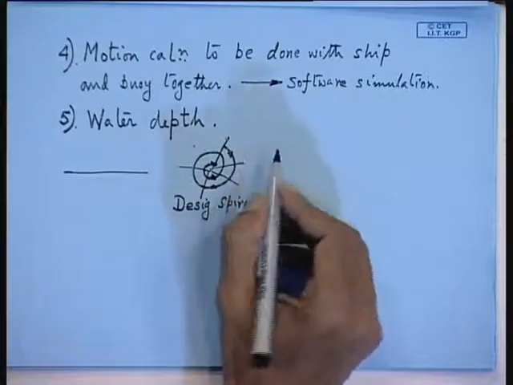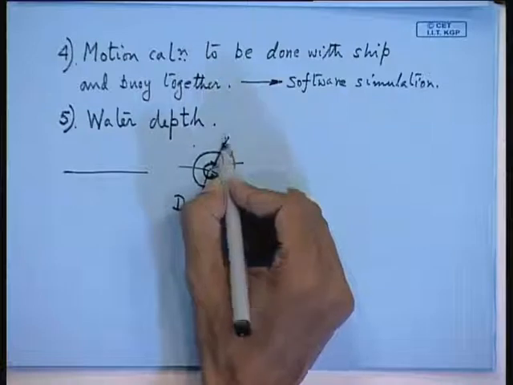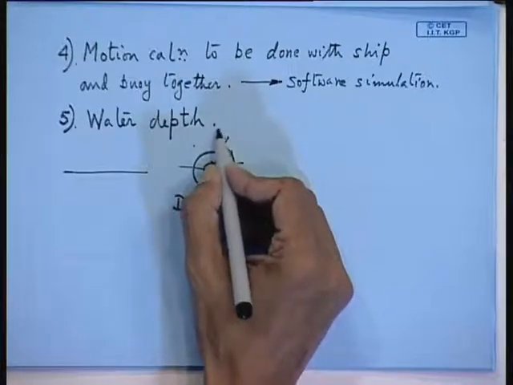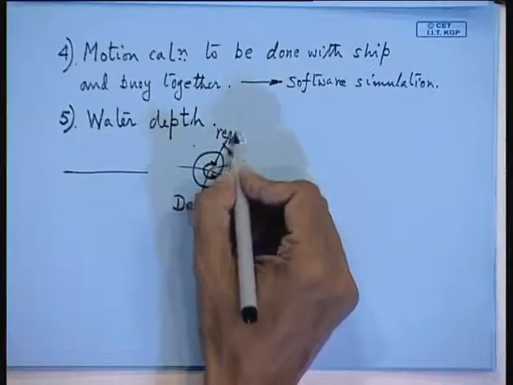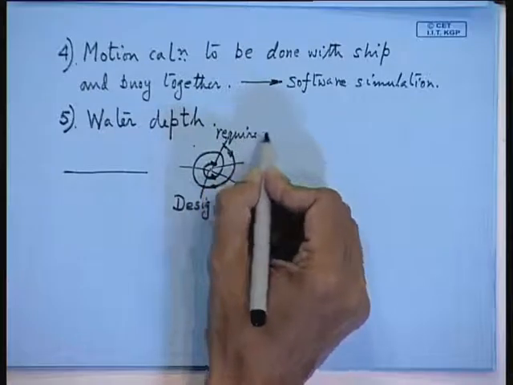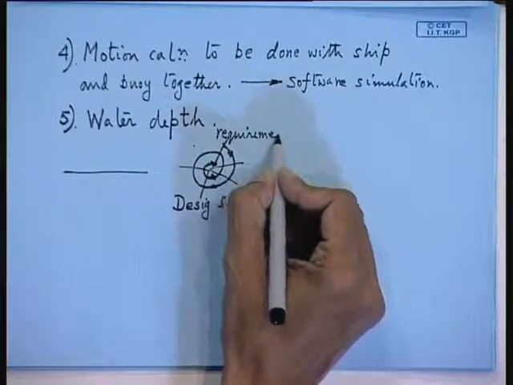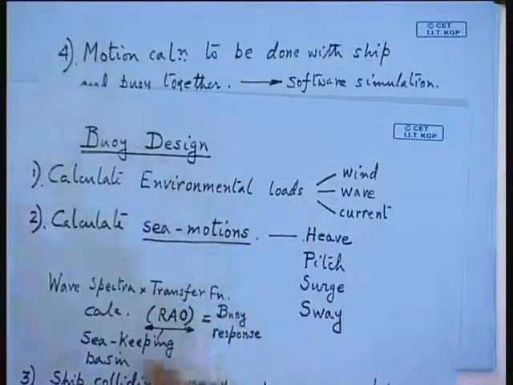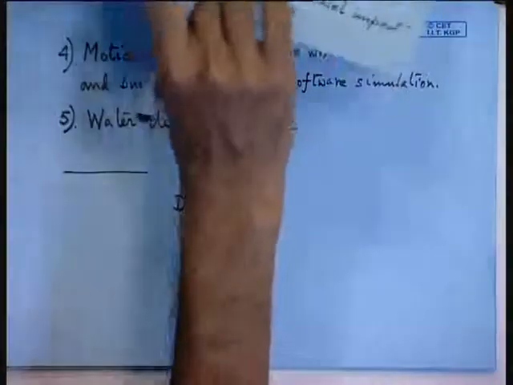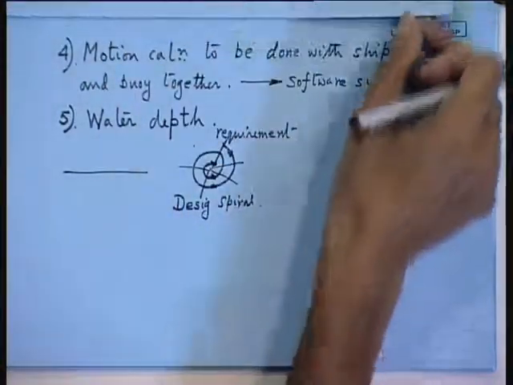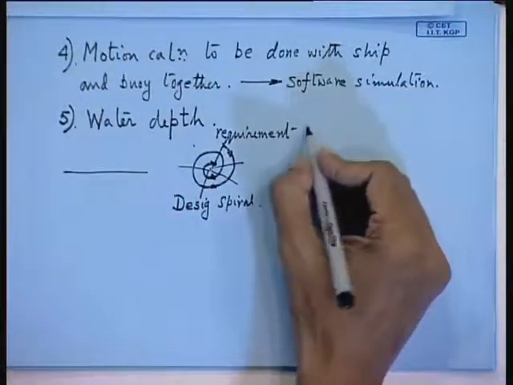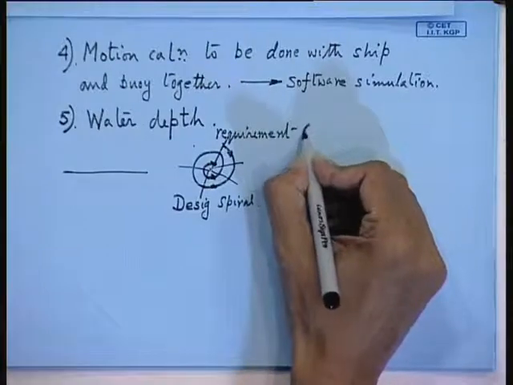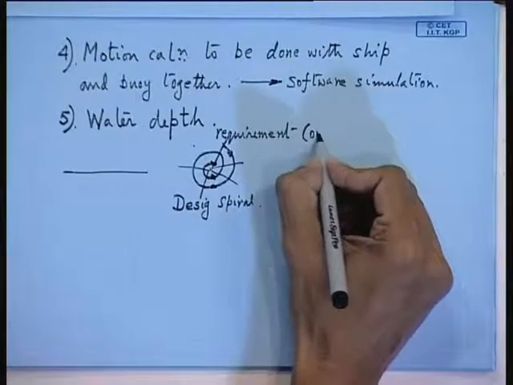So here it may be you start with your requirement. Now, what is your requirement? Two things we are coming into this. One is the environmental: you begin with environmental load calculation. And the other part is your requirement, or owner's requirement. Now, what can be that?